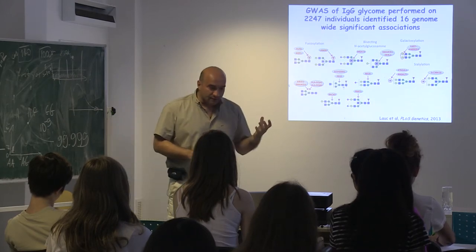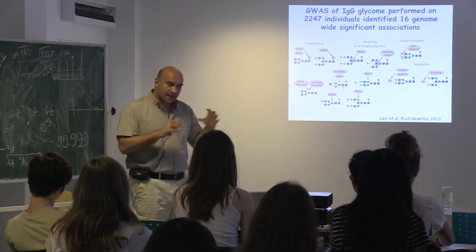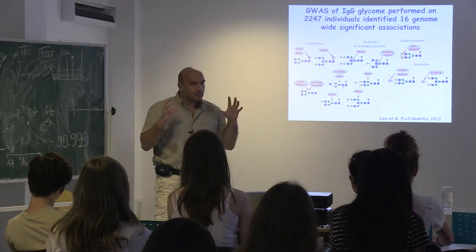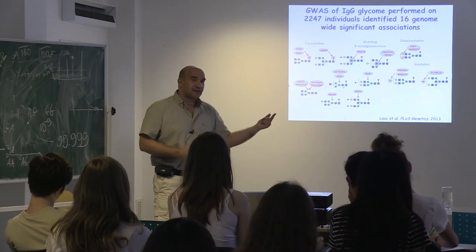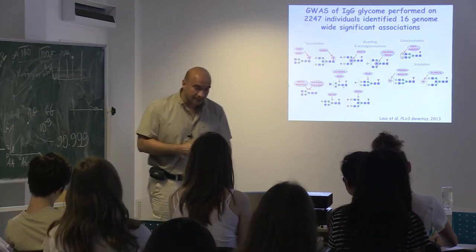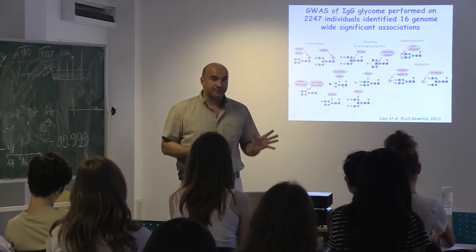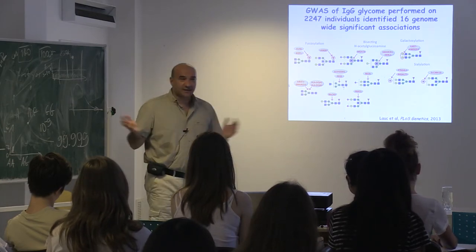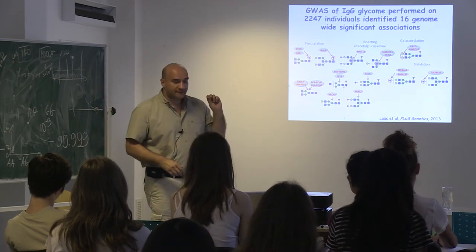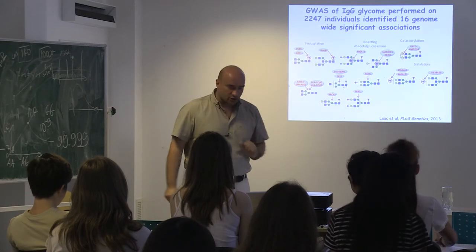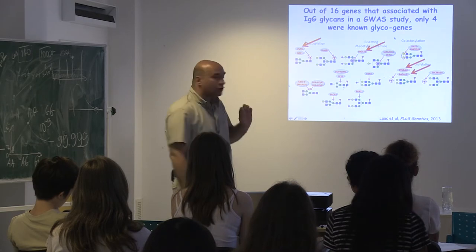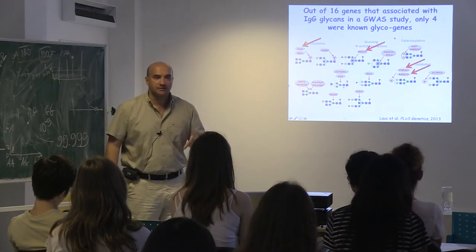This is an indication that the IgG glycome is a little bit more complex in its regulation, that there are probably more genes. So when we do this 15,000 people, which we are planning to do now, we have actually analyzed glycans and nearly all of them already, we hope to map the entire pathway, which I hope will have between 50 and 100 genes. But this is just a speculation. So our first GWAS identified 16 genes. Out of these 16 genes, 4 of them were classical known glycogenes. So these were the glycosyl transferases.